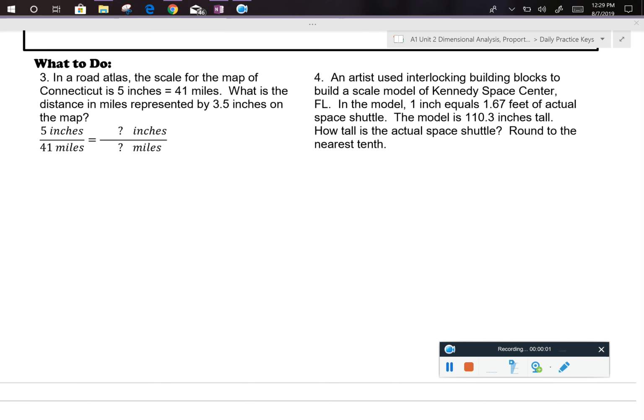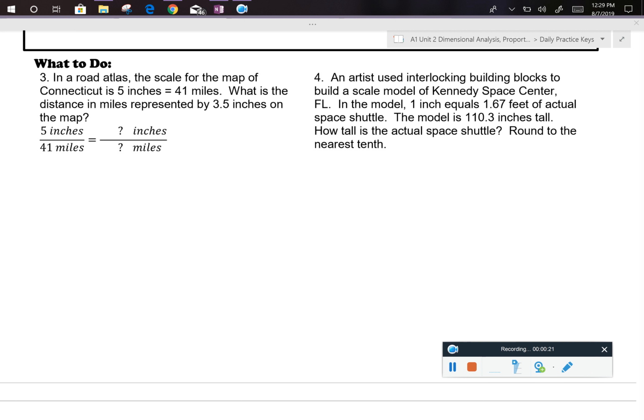The proportion is begun for us in number 1. The problem says in a road atlas, the scale for the map of Connecticut is 5 inches equals 41 miles. And notice in the proportion, 5 inches to 41 miles is the ratio given on the left. What is the distance in miles represented by 3.5 inches on the map?